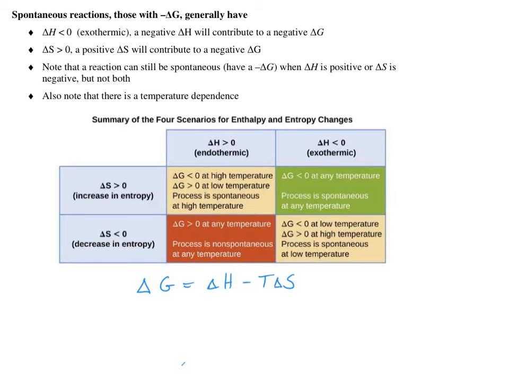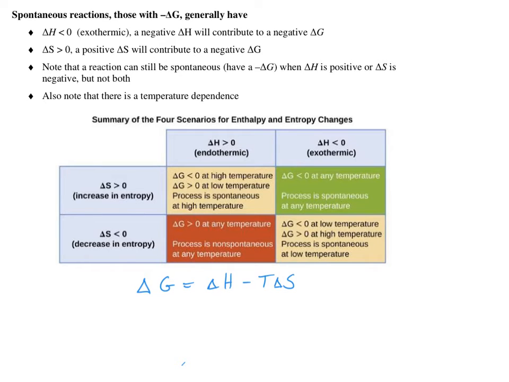Several times we've mentioned that delta H being negative, i.e. exothermic, will contribute to a negative delta G. Okay, so if delta H is negative, it's going to contribute to delta G being negative. If delta S is positive, that's going to contribute to a negative delta G. That's because the negative T delta S is going to be a negative value.